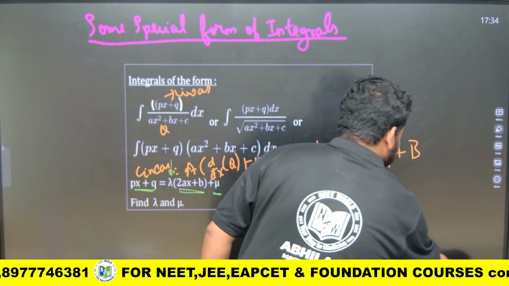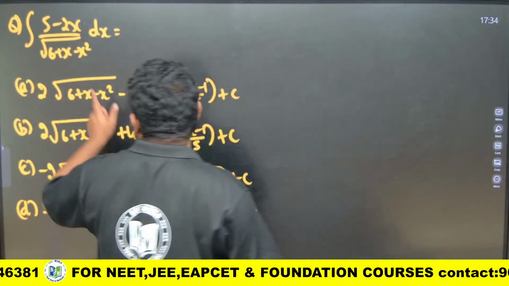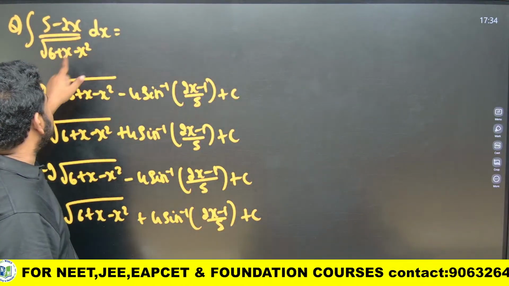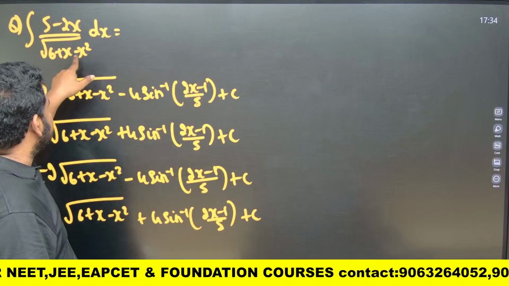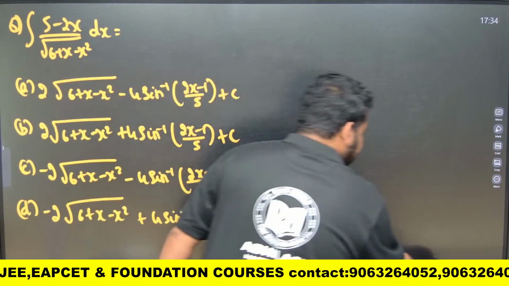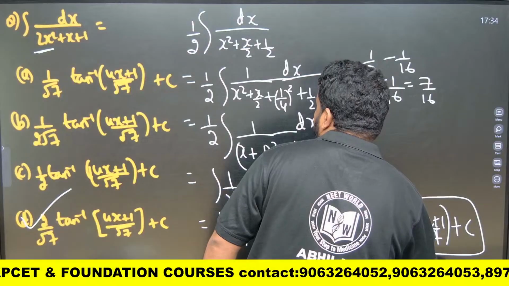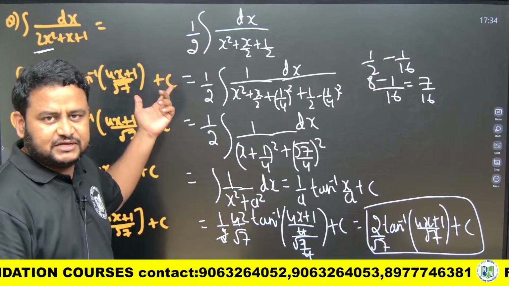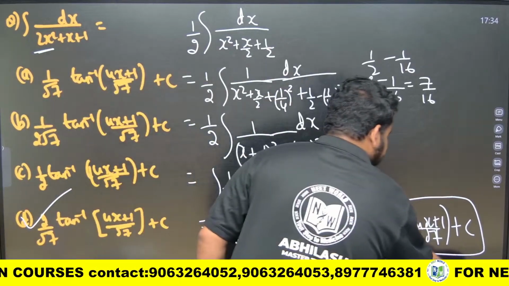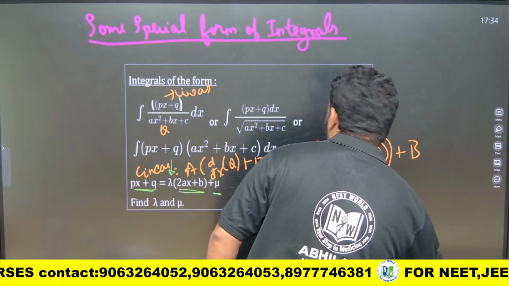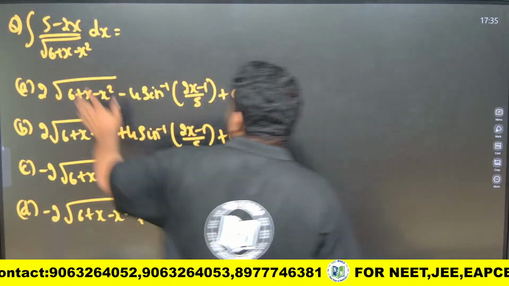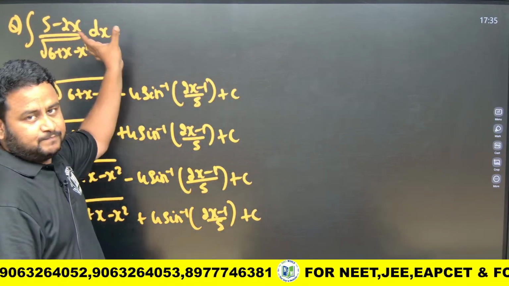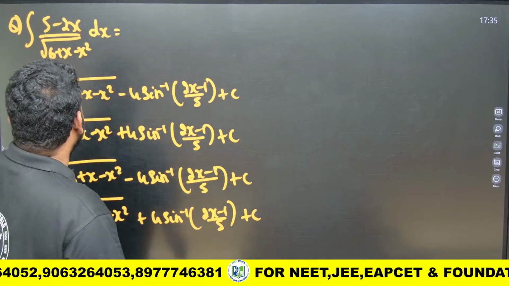So let us see some questions based on this. First of all, they have given the integral of 5 minus 2x over square root of 6 plus x minus x square. Till now, in the questions we solved, the numerator was just 1. But here instead of that we have a linear function, while the denominator is of a similar type. So 5 minus 2x is there.